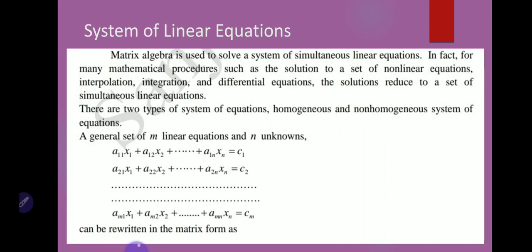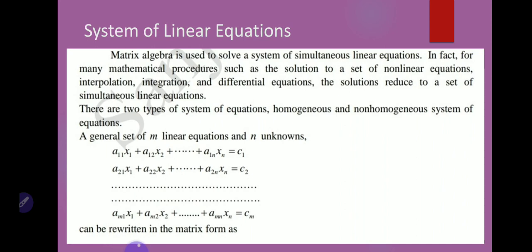There are two types of systems of linear equations. The first one is the homogeneous system of linear equations and the second one is the non-homogeneous system of linear equations. First we will see the non-homogeneous system and then the homogeneous system. So what is a linear equation? How do we define this? Linear means degree 1, that is simultaneous linear equations.